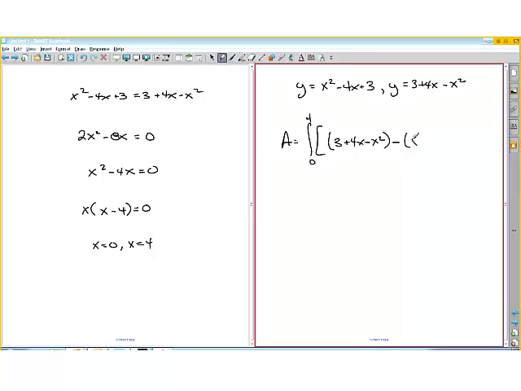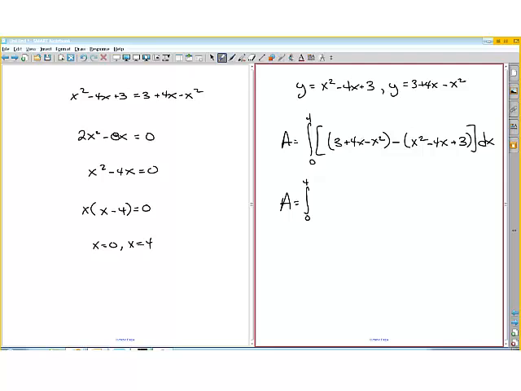And we'll subtract off the other one, which is x squared minus 4x plus 3. And we multiply by dx, so we can integrate. Okay, let's combine like terms before we integrate. You wouldn't necessarily have to, but you have fewer terms if you do that.